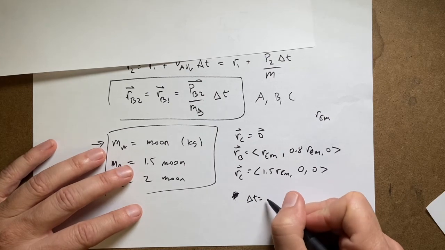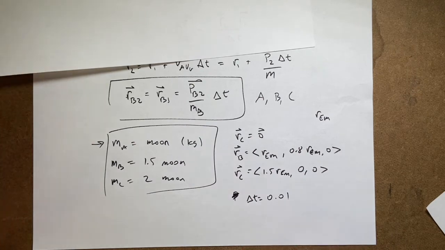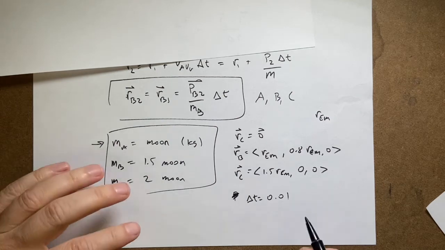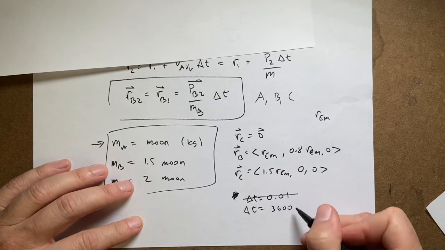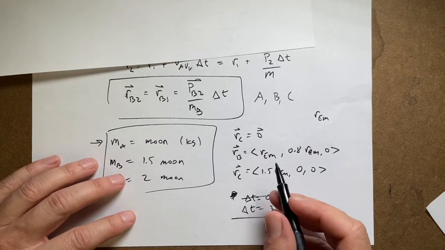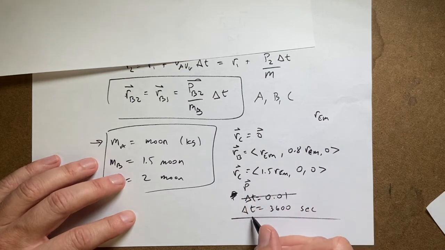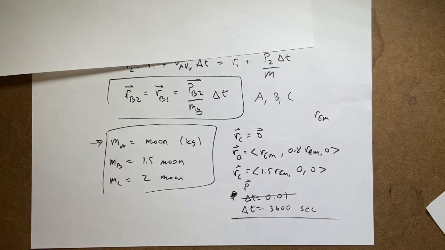I can't use delta T of 0.01, because think about the moon orbiting the Earth. It takes, what, 28 days. So if I do something like probably an hour, delta T equals 3,600 seconds. That might work, but I'm going to play with that. I'm going to play with the P initial and the time interval. We're going to program this in Python.